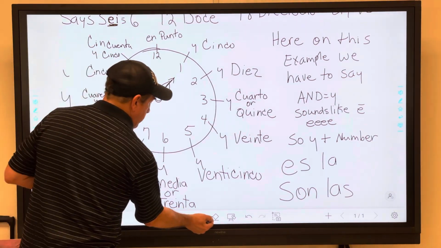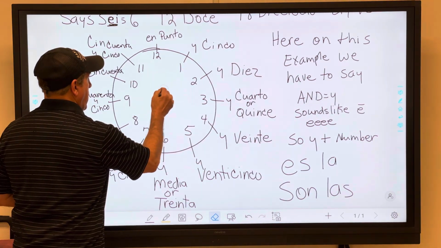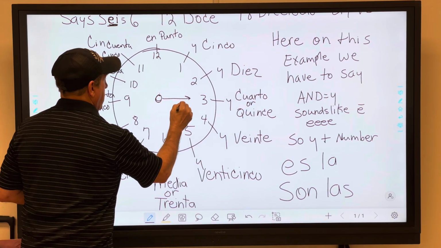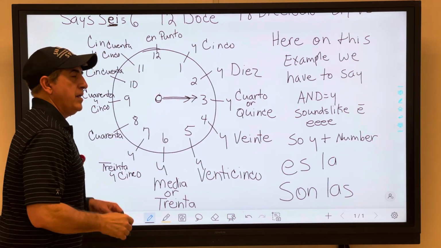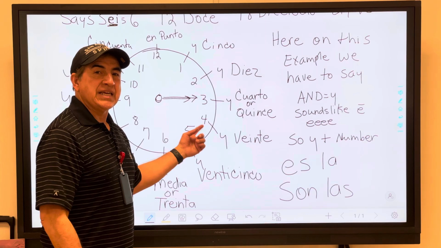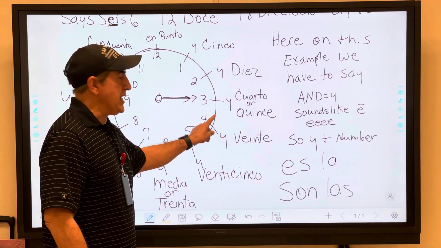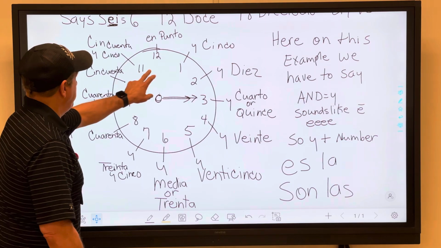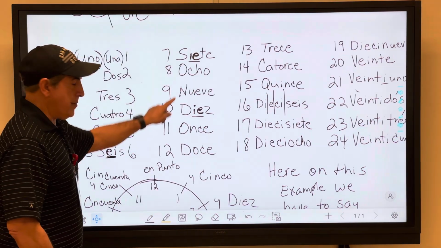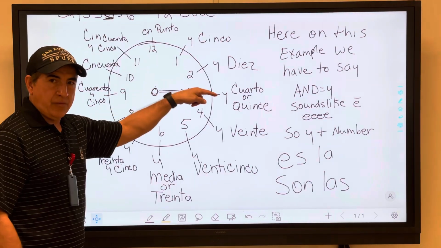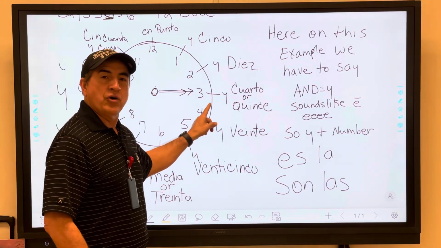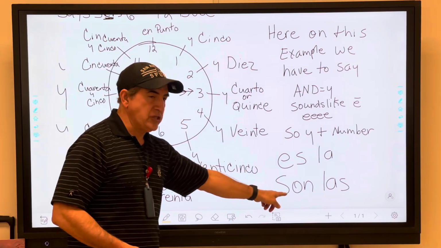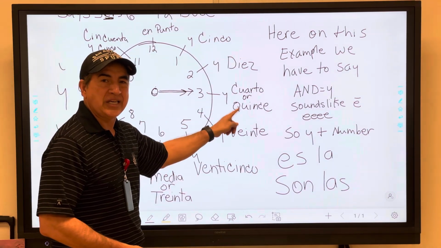So let's change it a little bit. Let's go with 3:15. It is 3:15. Okay. Son las 3 y 15, or son las 3 y cuarto. So we always say the inside number first. Remember we learned these numbers? We'll say the inside number first, and then the outside number second. And we always put y. So in English we would say it's 3:15, right? In Spanish, we say son las 3 y 15, or son las 3 y 5.